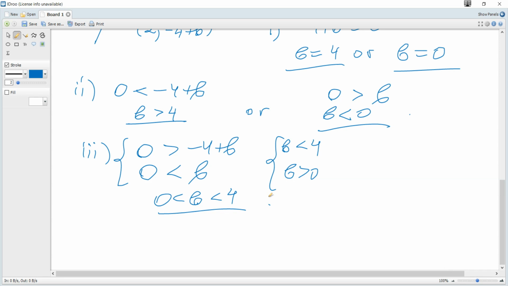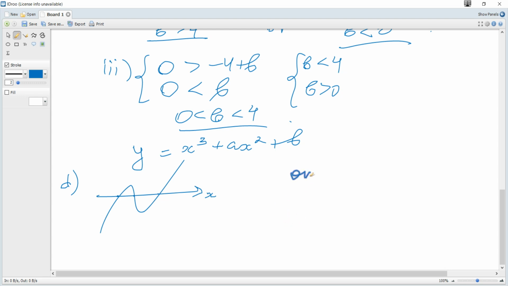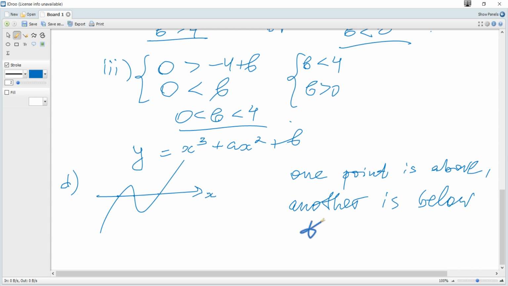And the next. For the following parts of this question, consider the curve y is x cubed plus ax squared plus b. Consider the case where the curve has exactly 3 x-axis intercepts. State whether each point of zero gradient is located above or below the x-axis. 1 mark. Definitely to have 3 zeros, so 3 x-axis intercepts, one point is above, another is below the x-axis.